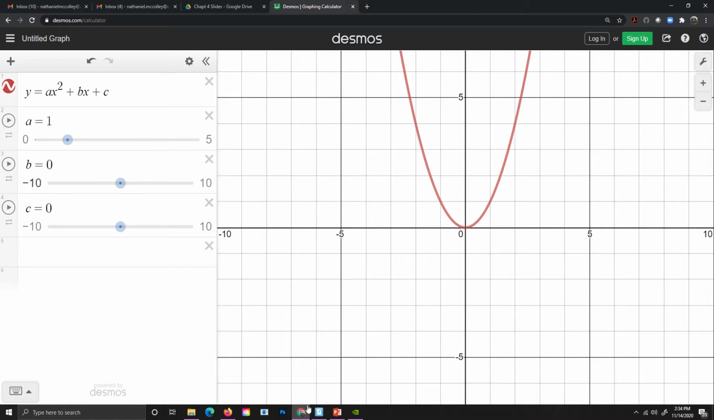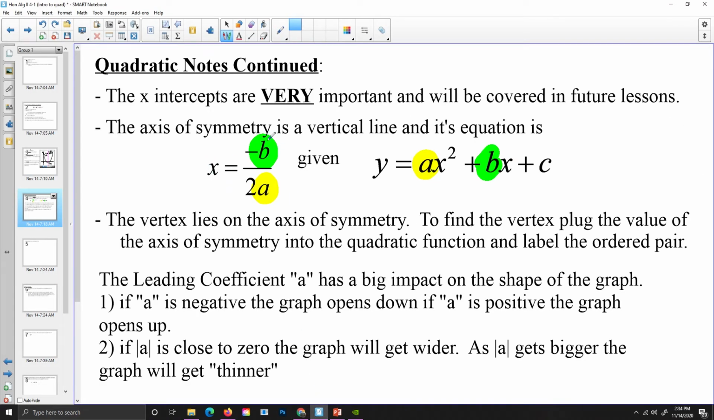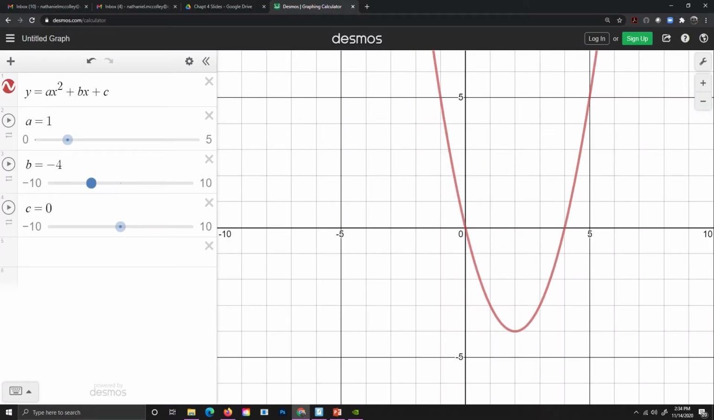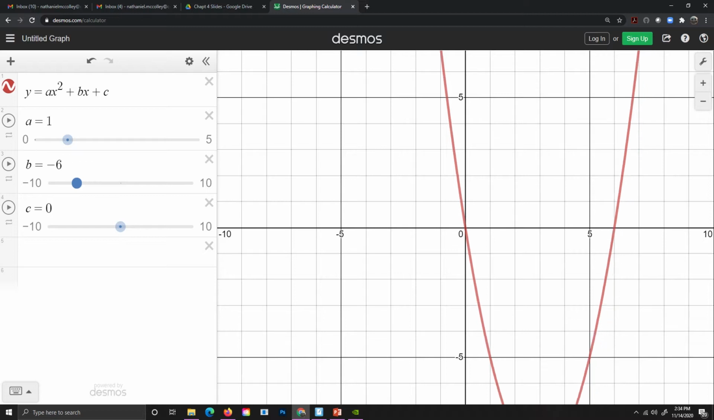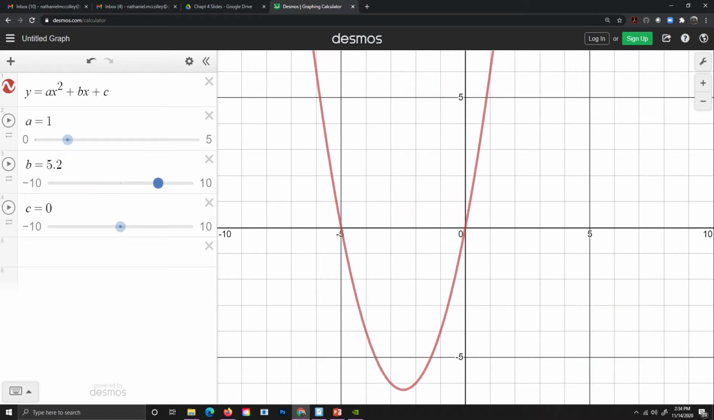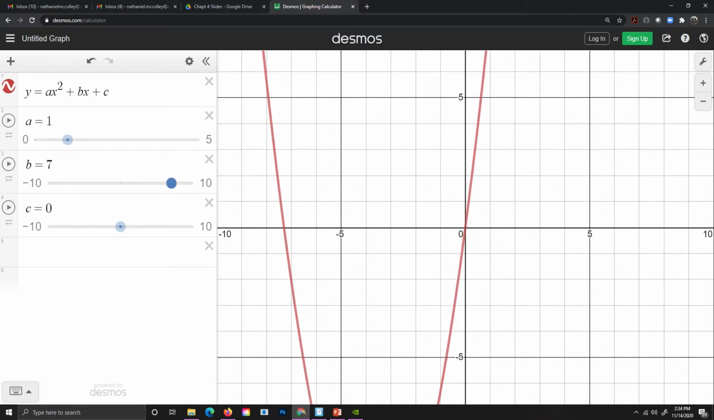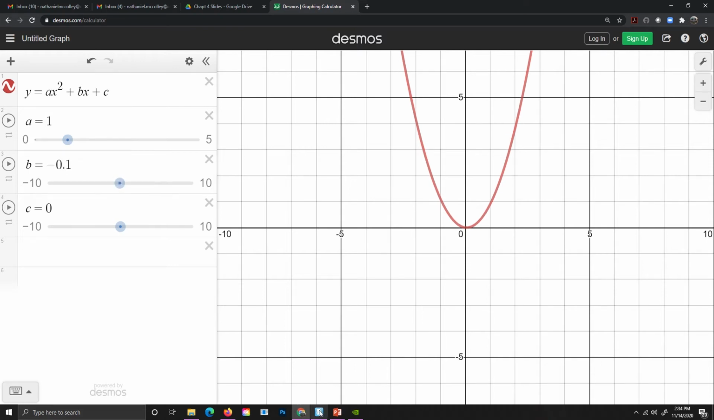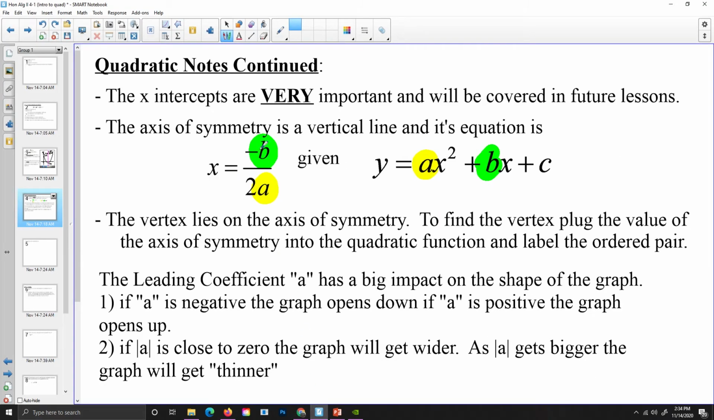Now the b value does have an impact on the graph, because if you remember, it is also part of this axis of symmetry. So if we slide it to the left, it moves the graph a little bit to the right. If we slide it to the right, it moves the graph a little bit to the left. And that makes sense because remember, what's happening first when you plug in b? You're going to make it negative. It would have an opposite effect of what you would expect.